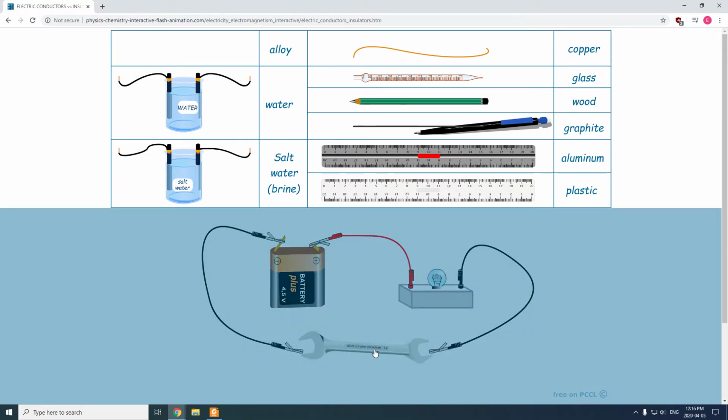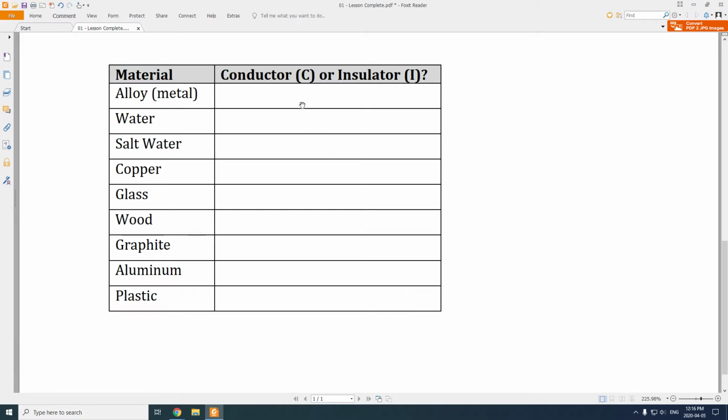Okay, so in this case, the metal alloy is a conductor. It works. We can see that because the light turns on. All right, metal alloy is a conductor. You can make a circuit out of it.